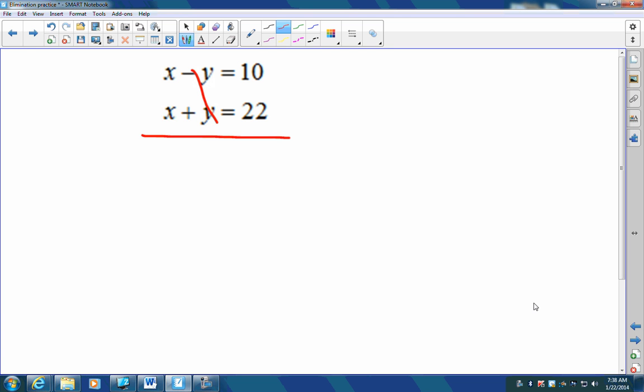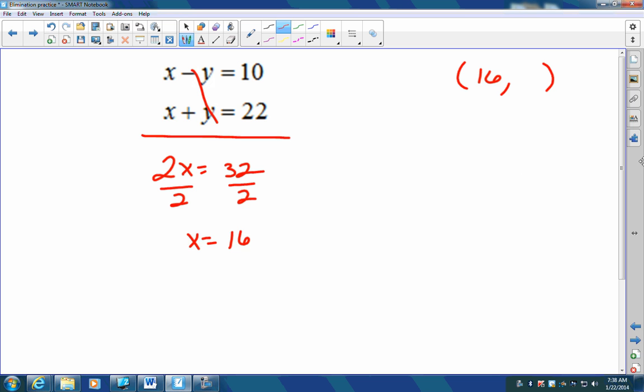Here's a mistake that I've seen over and over. They're going to tell me this. What did they do wrong? They didn't add the x's. This is x and x, so this is 2x. Be careful. I've seen that over and over for a mistake. You divide by 2. x equals 16.